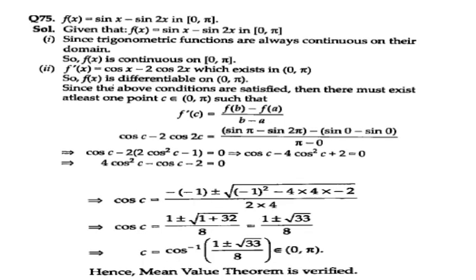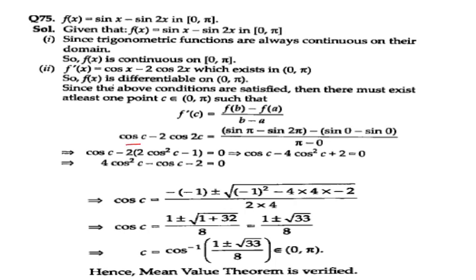Next, f of x is equal to sin x minus sin 2x. So sin x and sin 2x are trigonometric functions and they are continuous in their domain. So f of x is continuous in the closed interval [0, pi]. F dash x is cos x minus 2 cos 2x. It will exist for whatever value between 0 and pi; there are no undefined terms in the open interval (0, pi). So f of x is differentiable in the open interval (0, pi). Since the above conditions are satisfied, there must exist at least one point c belonging to the open interval (0, pi) such that f dash c is equal to f of b minus f of a by b minus a. So what is our f dash c?